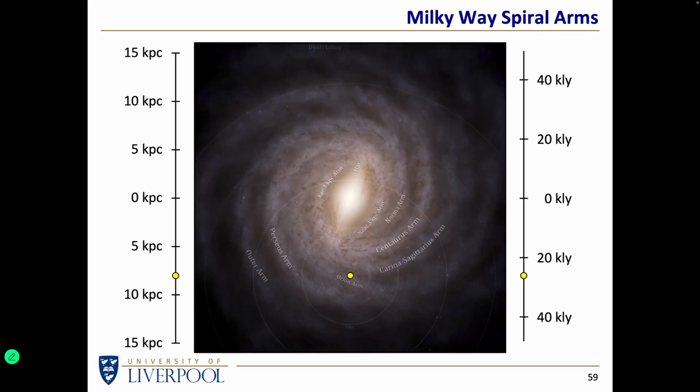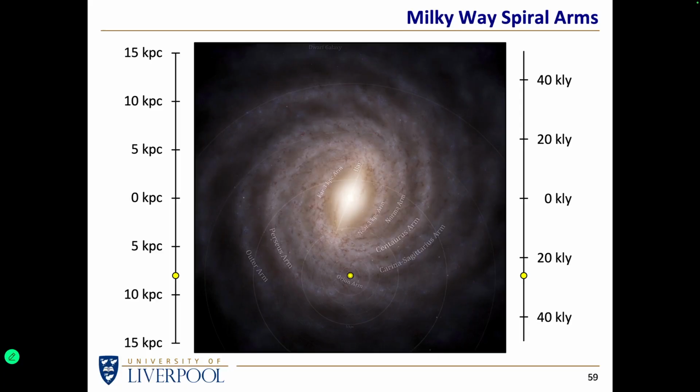If we think about the structure of the Milky Way, this is what we think it looks like as seen from above. There's a large bar in the centre of the galaxy, and there are various spiral arms indicated by these labels. We are in what's called the Orion arm. Sometimes that was called the Orion spur, but now we're tending to call it the Orion arm. So that's where we are located. We are about 8,000 parsecs from the centre, or if you prefer, 25,000 light years from the centre of the galaxy.